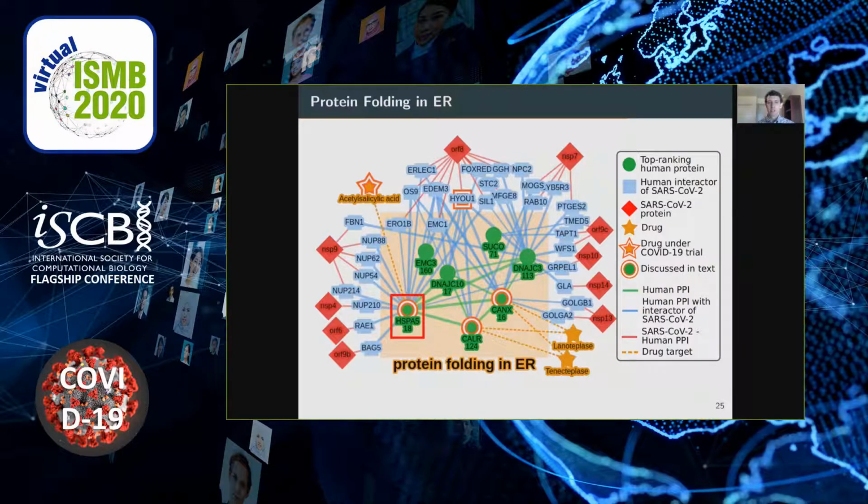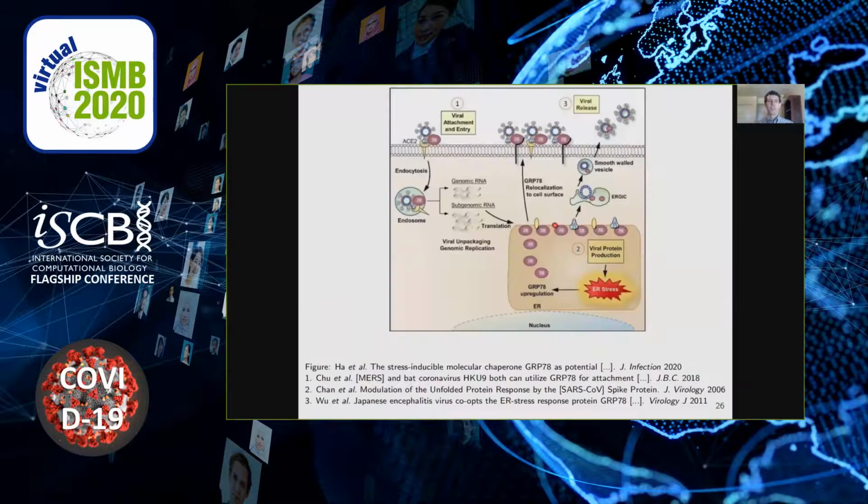One of our top predictions and a master regulator of ER stress is heat shock protein 5, or HSPA5. Also known as GRP78, this protein has increasingly well-documented essential interactions and activities during viral infection. This includes everything from viral attachment and entry to protein production, as well as viral release. And in addition, HSPA5 has been suggested as a receptor for the SARS-CoV-2 spike protein by a recent molecular docking study.